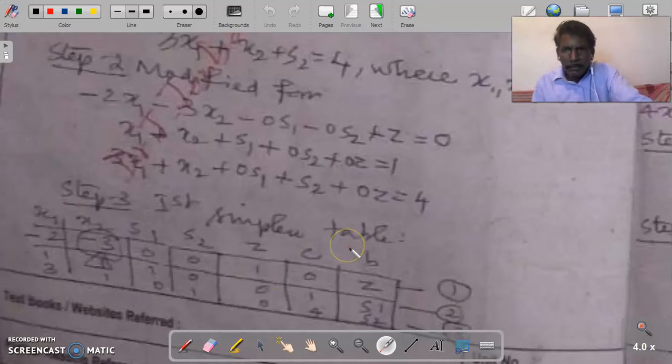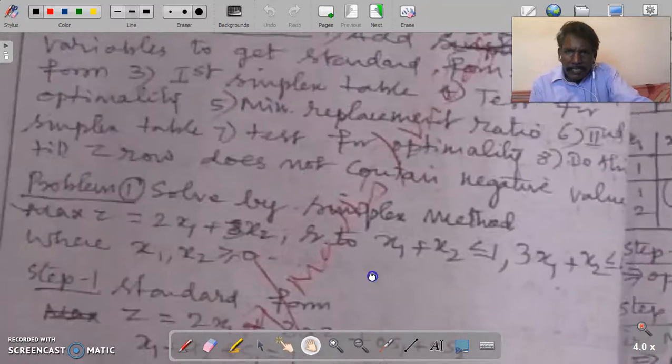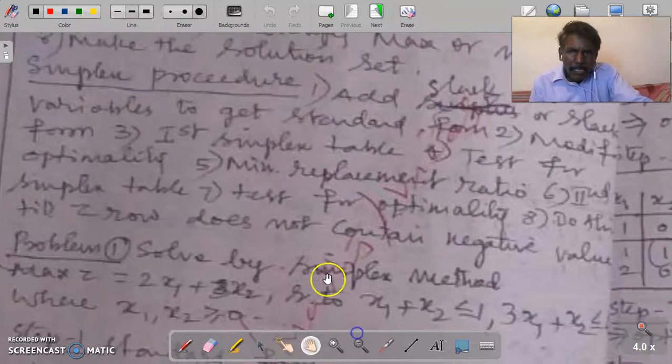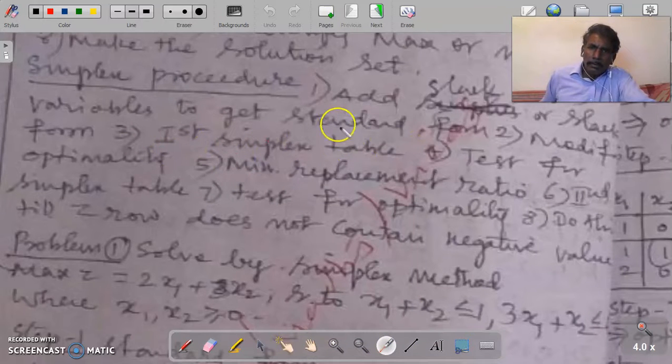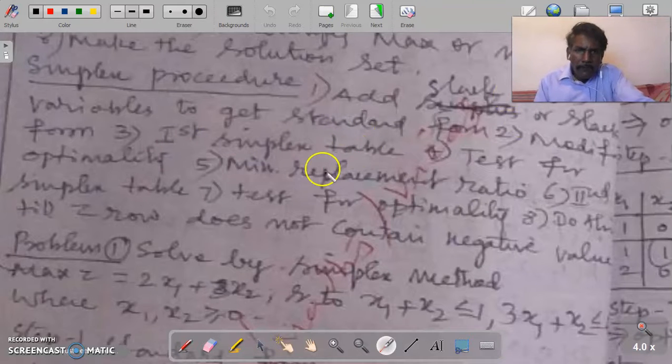This is the next step. What is the next step in the algorithm? It is the first simplex table. We say that this is the first simplex table. So the table we saw just before is called the first simplex table. That's what you have to understand.